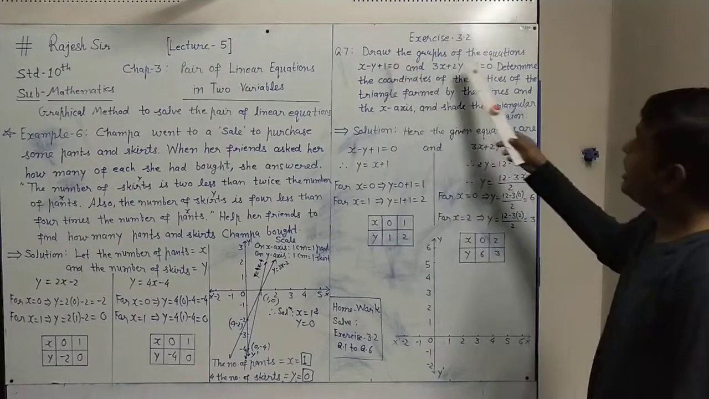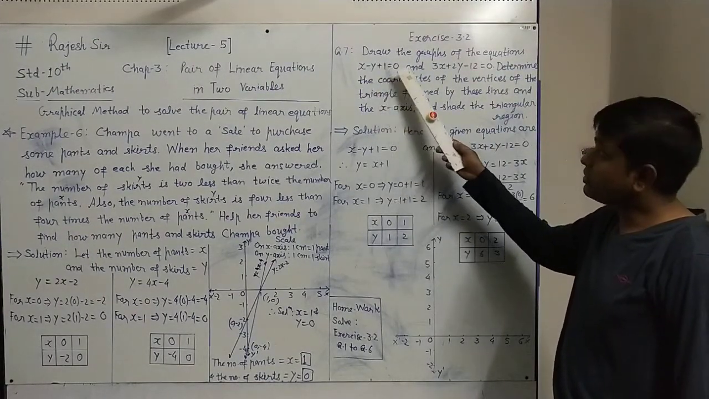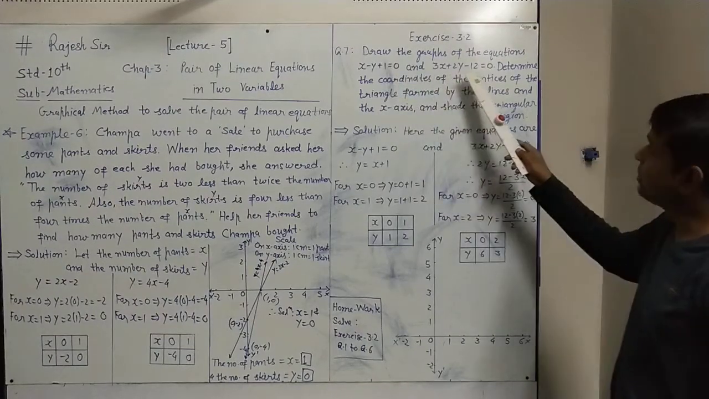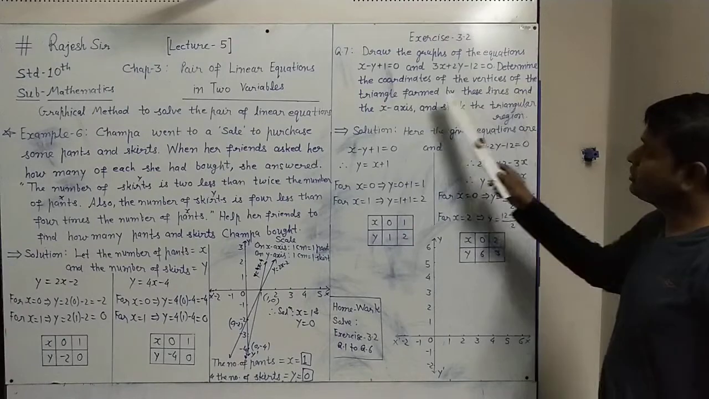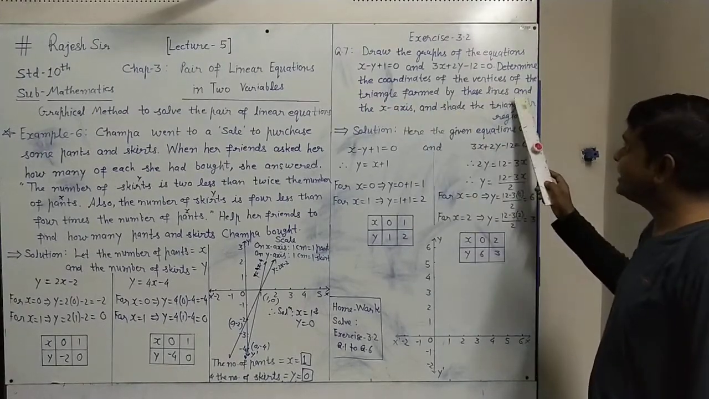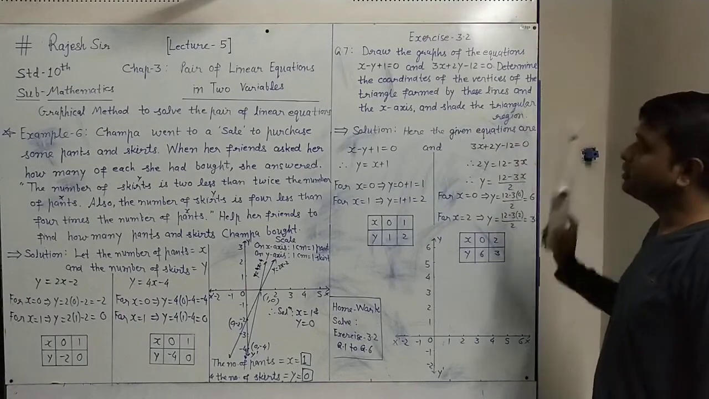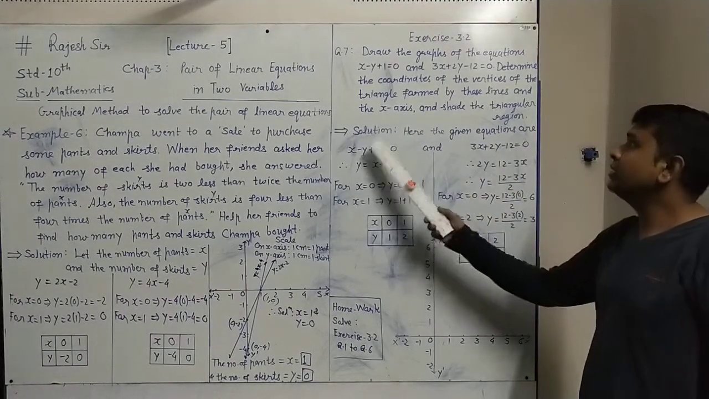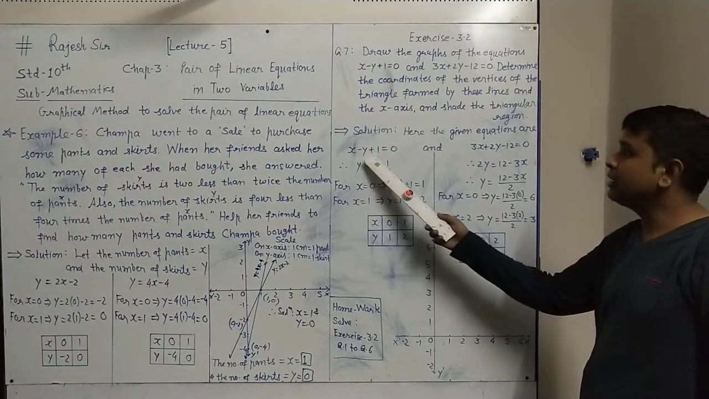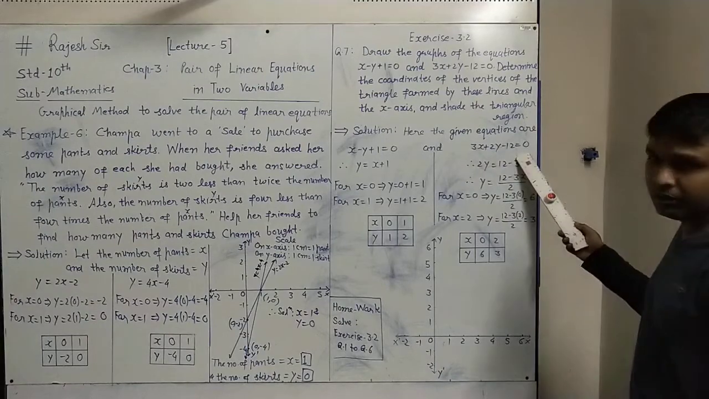So draw the graph of the equations in question number 7. They are x minus y plus 1 equals 0 and 3x plus 2y minus 12 equals 0. Determine the coordinates of the vertices of the triangle formed by these lines and the x-axis, and shade the triangular region. So in the solution, the given equations are x minus y plus 1 equals 0 and 3x plus 2y minus 12 equals 0.